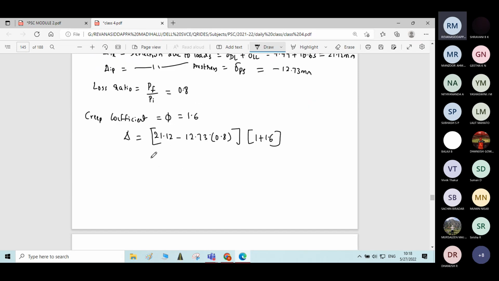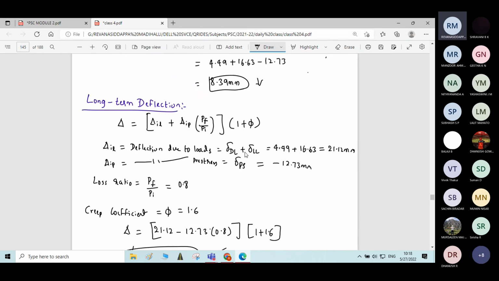By this we'll get the long-term deflection. Delta is equal to 28.41 millimeter. This is the long-term deflection. Okay, so with this the problem is completed.